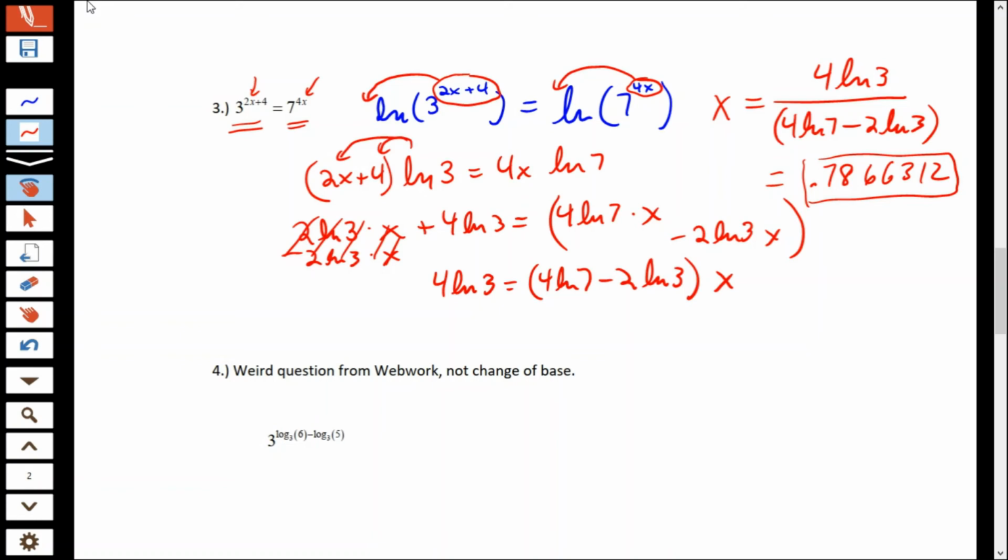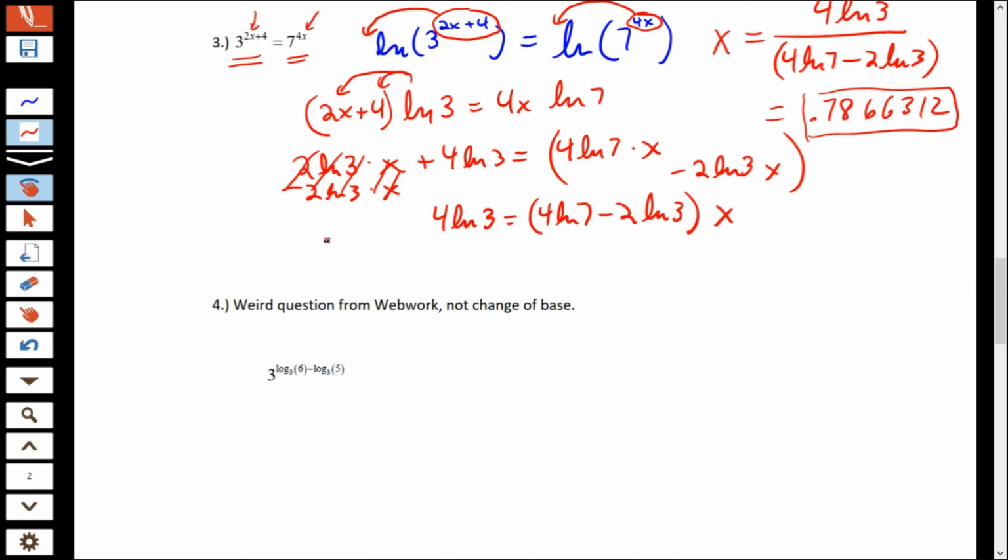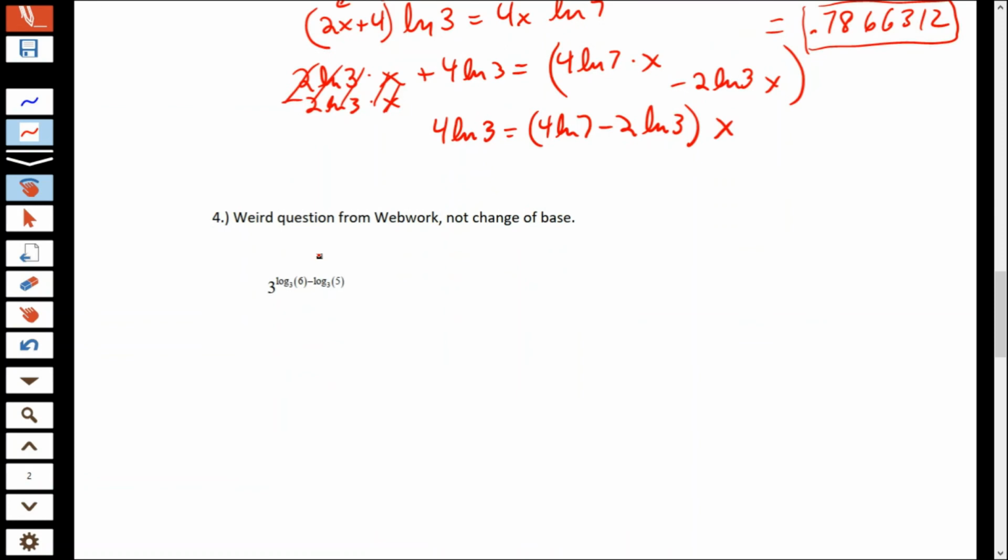The last one used an inverse type thing, taking the logs of both sides. We're going to do more of that when we continue solving next week. There is a weird question in the change of base problems, something like this that I just wanted to go over. 3 to the log base 3 of 6 minus log base 3 of 5.